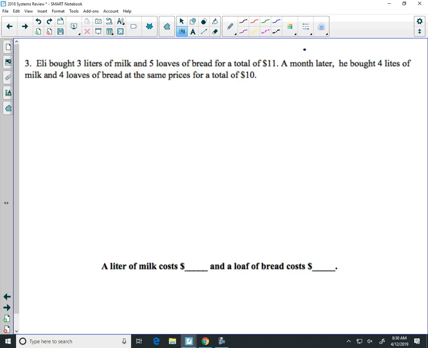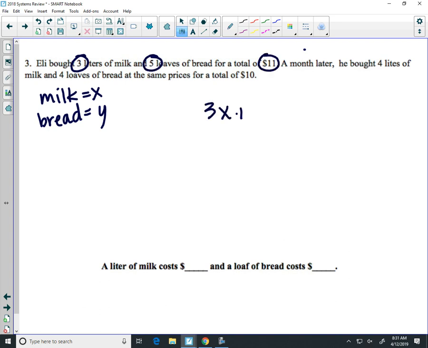Eli brought 3 liters of milk and 5 loaves of bread for a total of $11. A month later, he bought 4 liters of milk and 4 loaves of bread for $10. So I'm going to make milk X, and I'm going to make bread Y, and I'm going to write my equations. 3 milk, 5 loaves of bread, $11. 4 milk, 4 bread, lots of toast that week, $10.